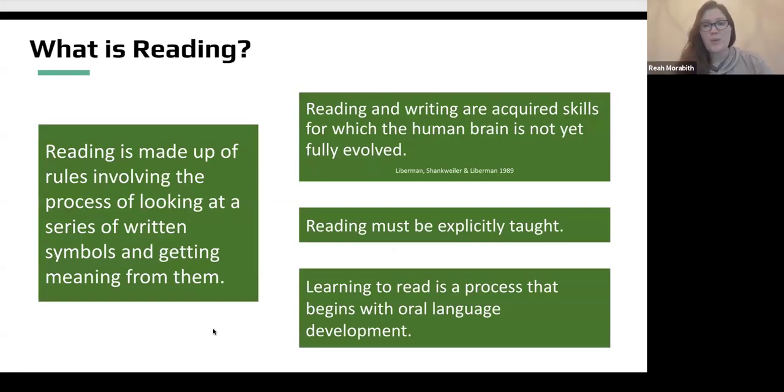Awesome. So what is reading? Reading is a process involving looking at symbols written down, and then we get meaning out of those symbols. The process of reading and writing are learned skills. They have to be explicitly taught. You have to explicitly learn them.